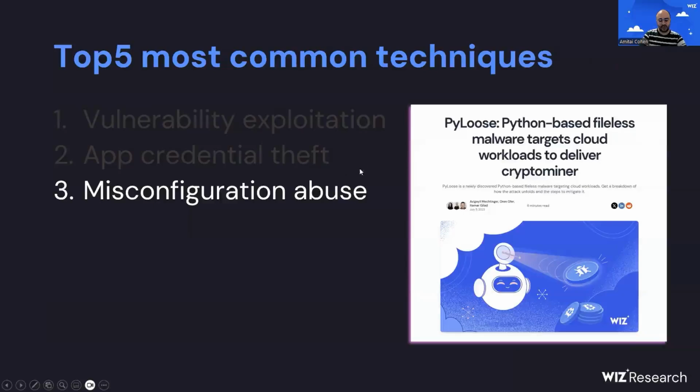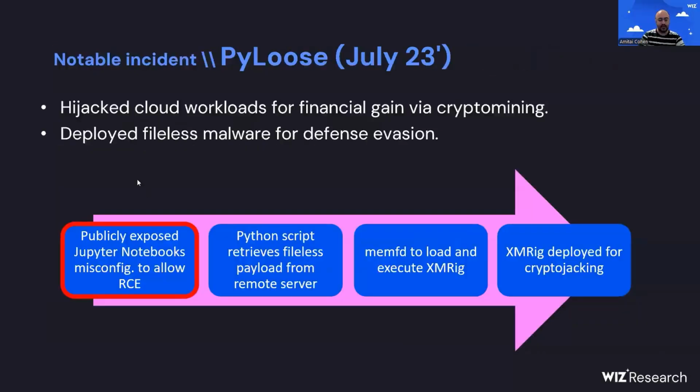The third thing we're going to talk about is misconfiguration abuse. This is one of the things we observed in a campaign that we call PyLoose, which is a fileless Python-based malware that was targeting cloud workloads for cryptojacking. One of the ways that they gained access to cloud environments was by exploiting publicly exposed Jupyter notebooks. Jupyter notebooks can be easily misconfigured if you don't know what you're doing. That misconfiguration is equivalent to an RCE vulnerability because it allows you to run code on the Jupyter Notebook instance and then exploit that compute for whatever reason you want. In this case, it was for cryptojacking. In another instance, it might have been used for lateral movement into the larger cloud environment.